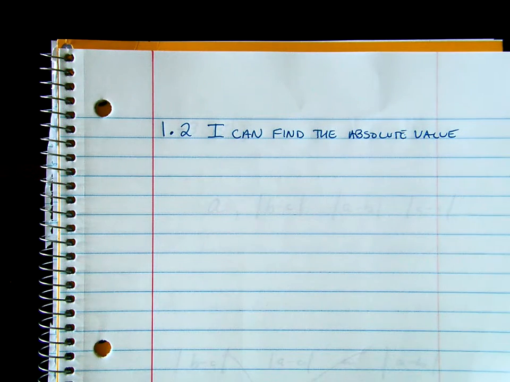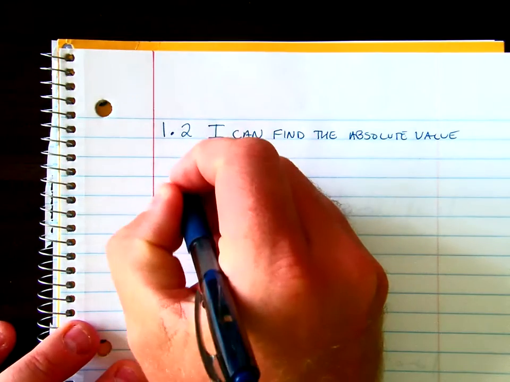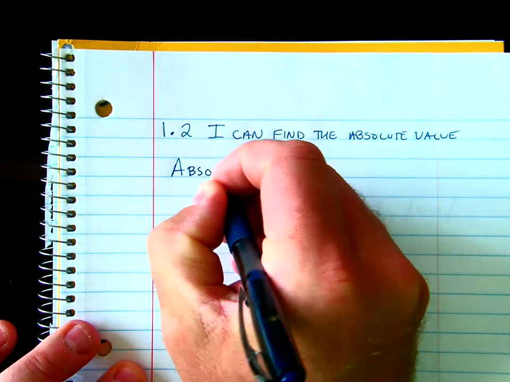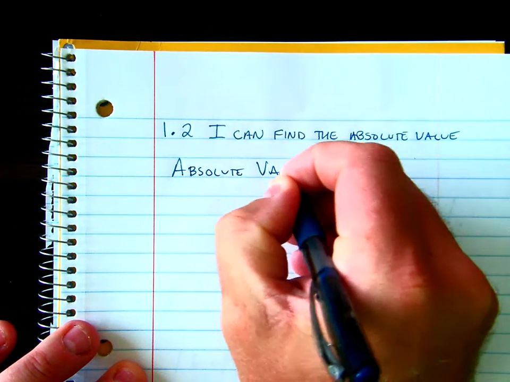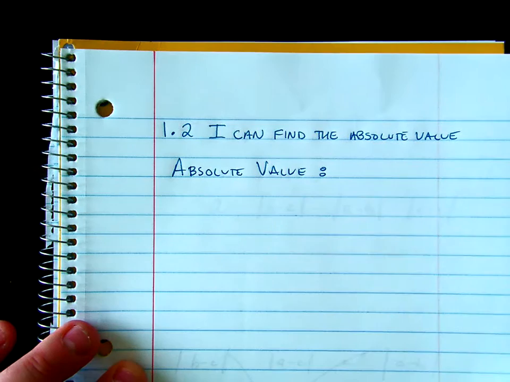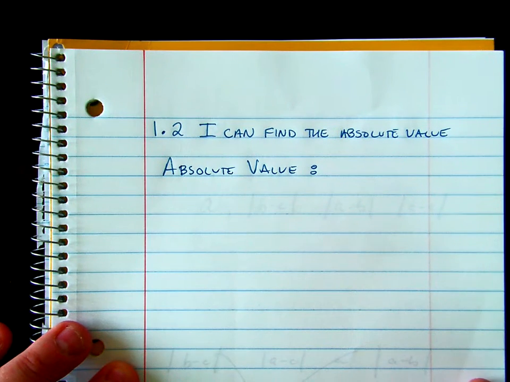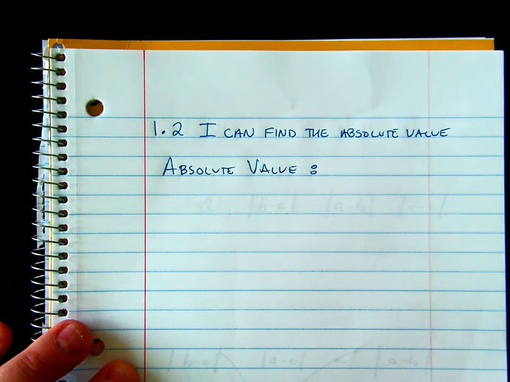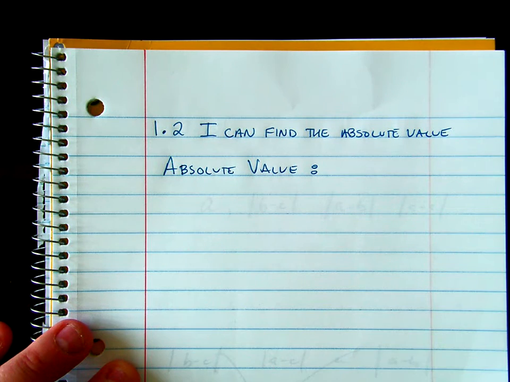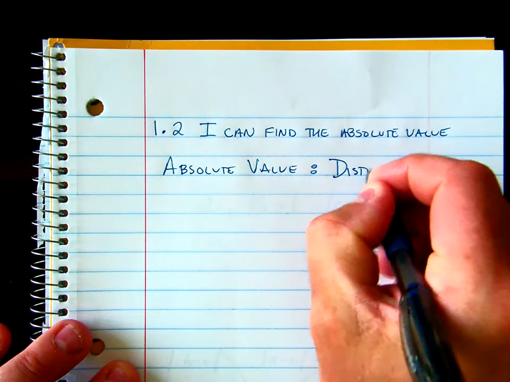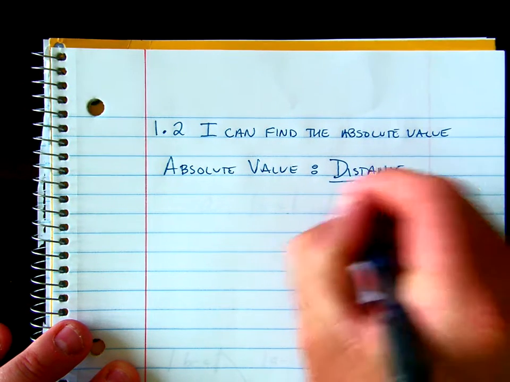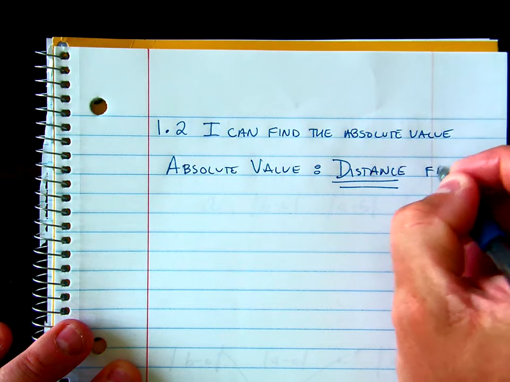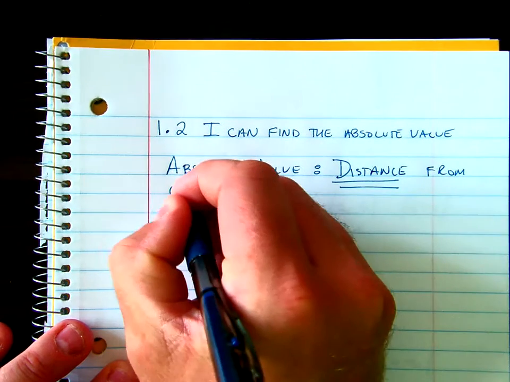All right, I can find the absolute value notes. Absolute value. And what's the key word when we're talking about absolute value? There's a very, very big word that represents absolute value, Austin. Distance. And it's distance from one number to another.